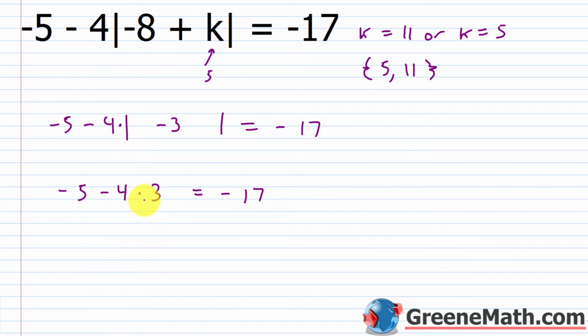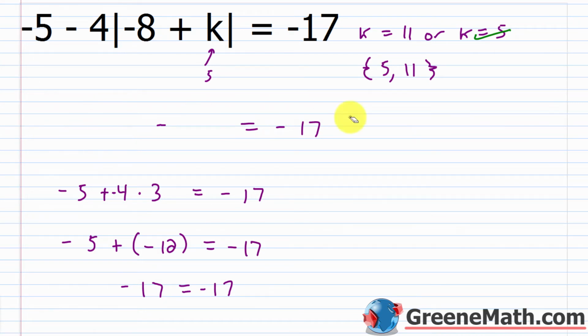So I do multiplication before I do anything else. You can think about this as plus negative to make it easy. Negative 4 times 3 is negative 12. So you'd have negative 5 plus, again, this is negative 12, and this should equal negative 17, and it does. Negative 5 plus negative 12 is negative 17. So our solution of k equals 5 is correct.